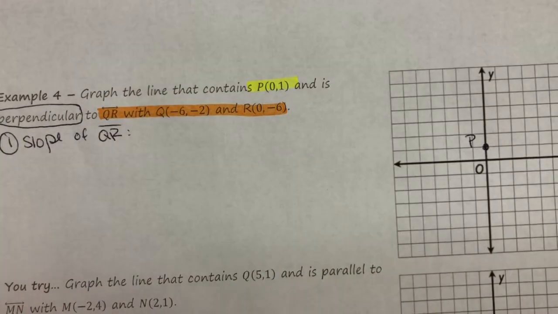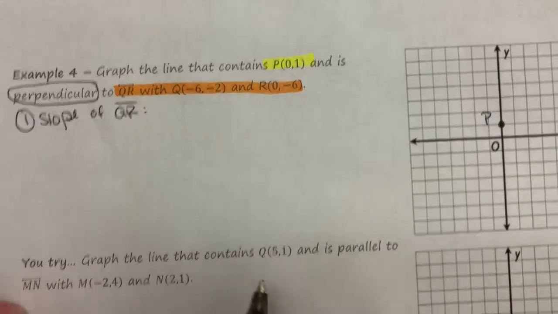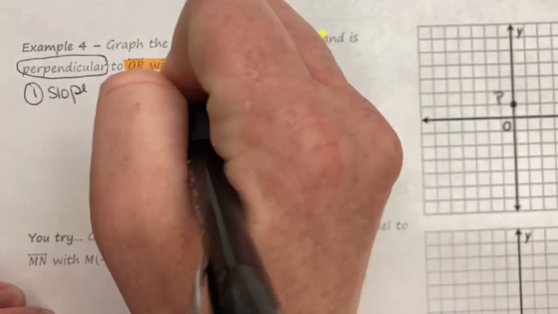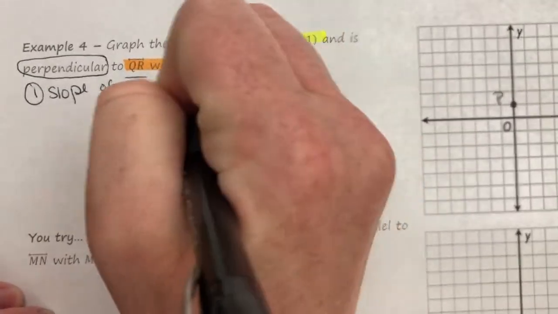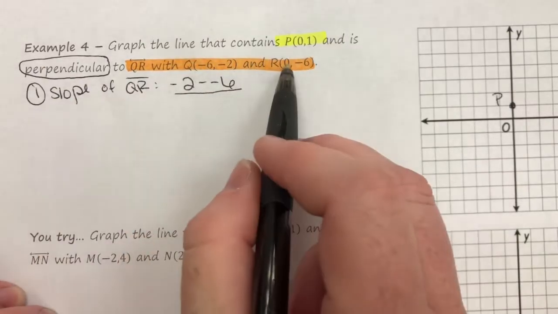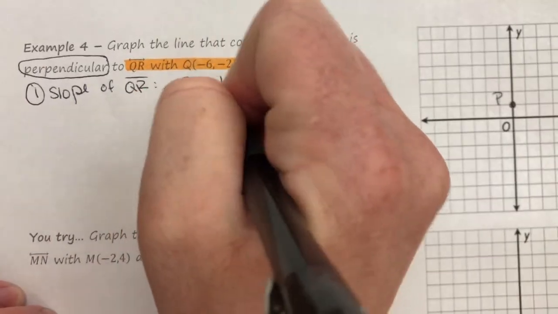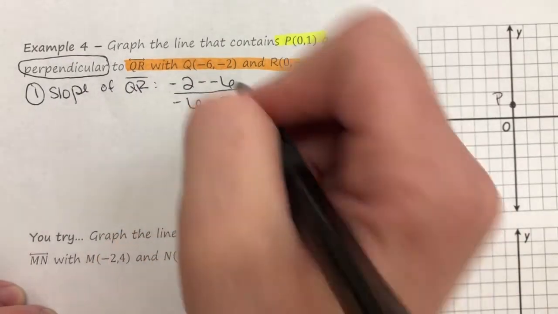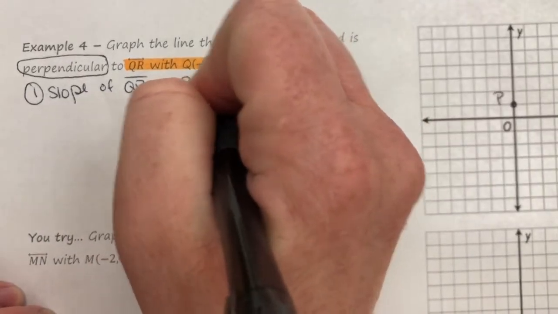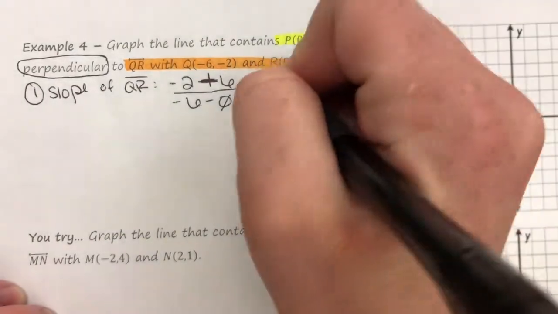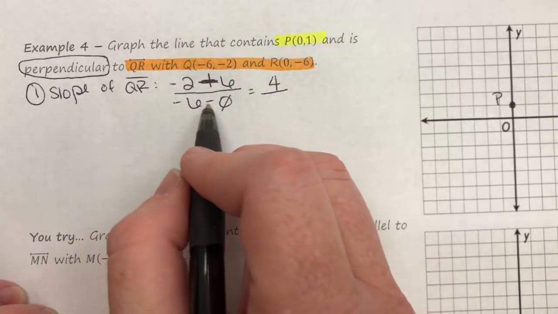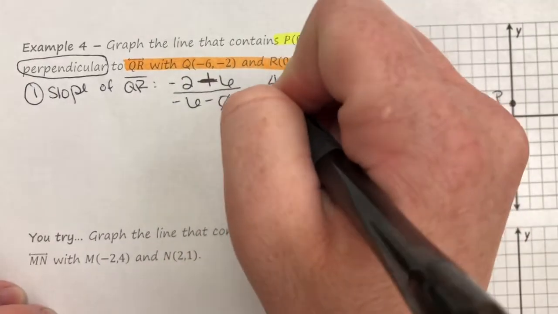All right, and we know that we have to do y minus y over x minus x. So y minus y, -2 minus -6, over x minus x, -6 minus 0. We can simplify that. A negative minus a negative becomes a plus. So this is -2 plus 6, which is 4. And -6 minus 0 is just -6.